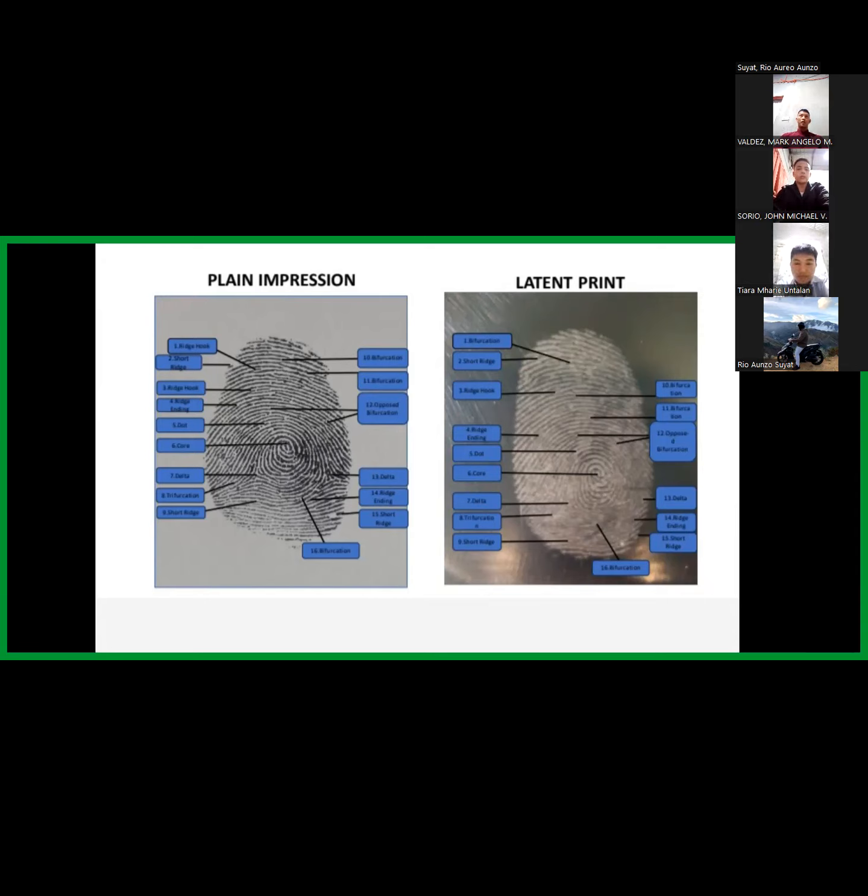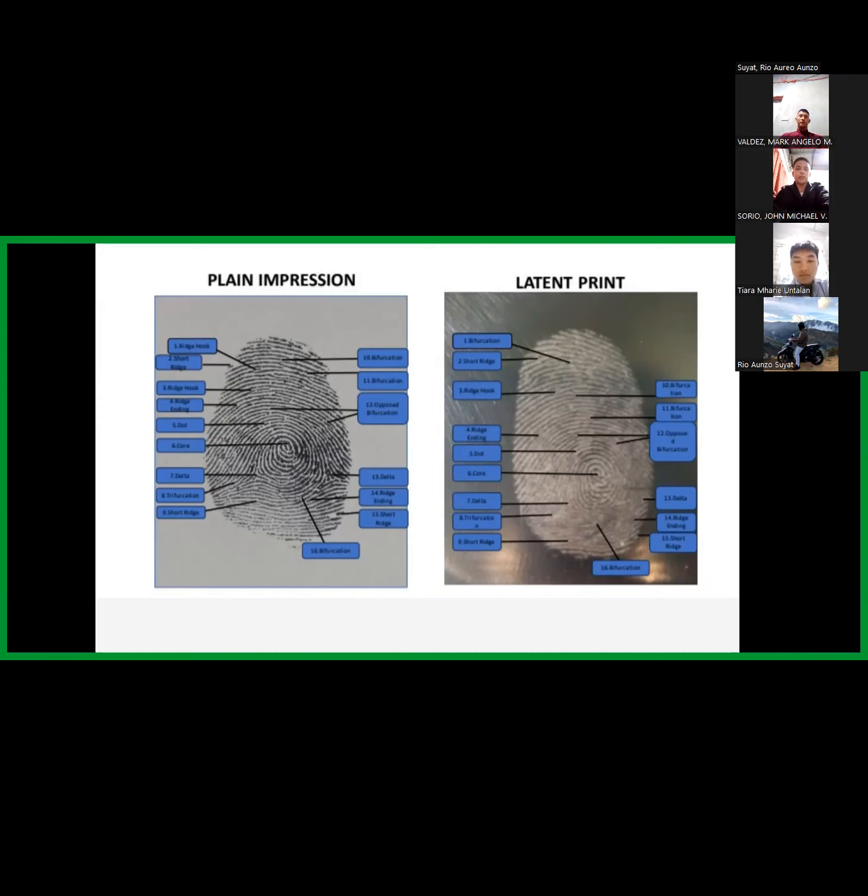Question number 14. In fingerprint comparison, what is the meaning of apparent dissimilarity? In comparison, the term apparent dissimilarity refers to the initial observation or perception of the fingerprints being compared appearing to have too much or significant differences.